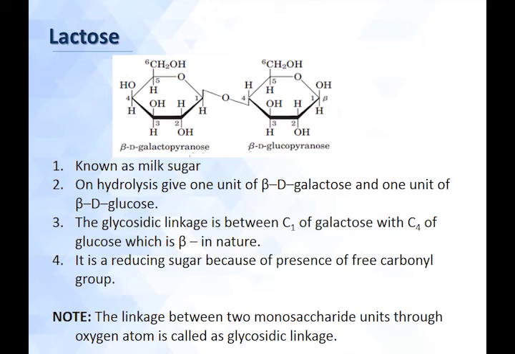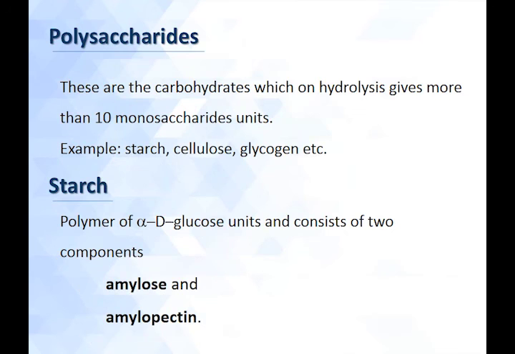Lactose. Known as milk sugar, on hydrolysis it gives 1 unit of beta-D-galactose and 1 unit of beta-D-glucose. The glycosidic linkage is between carbon-1 of galactose and carbon-4 of glucose, which is beta in nature. It is a reducing sugar because of the presence of free carbonyl group. Note: the linkage between two monosaccharide units through an oxygen atom is called glycosidic linkage.